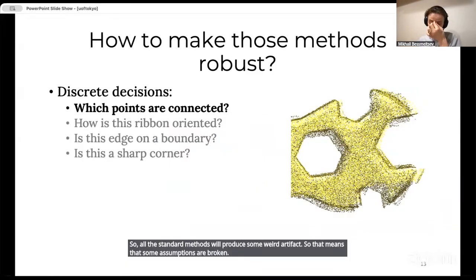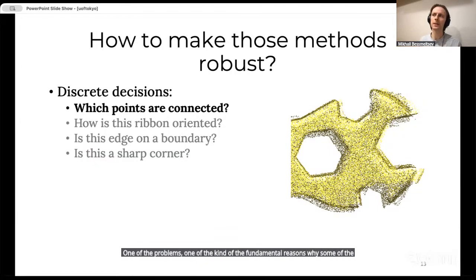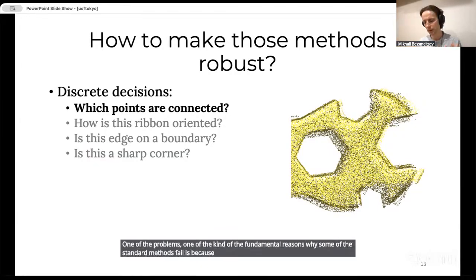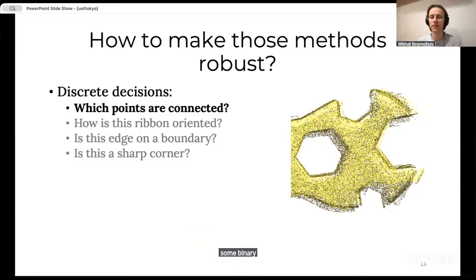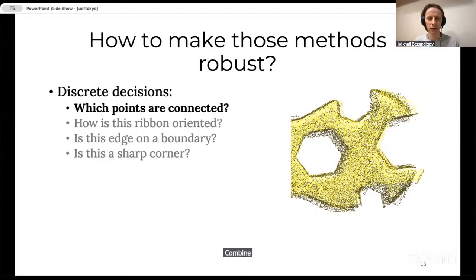So one of the fundamental reasons why some of the standard methods fail is because they assume they have some discrete decisions, right? So discrete decisions: there are some binary or maybe integer variables that decide whether, for example, 2 points are connected, right? So you look at 2 points and somewhere along the algorithm you say, okay, well, maybe they're connected, so I can combine them into a single triangle, right?